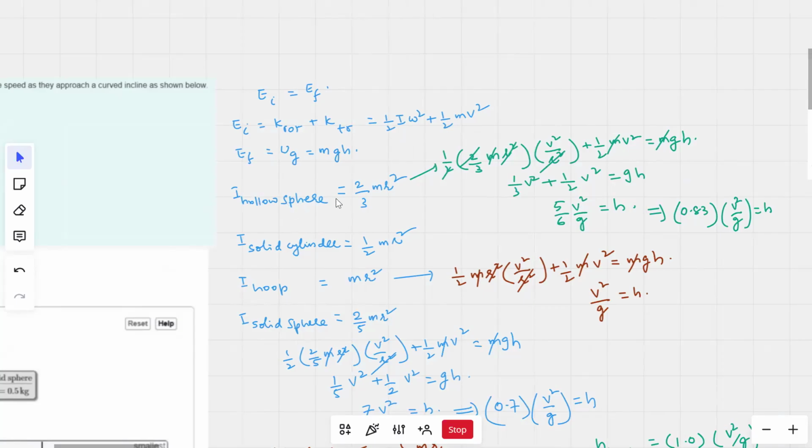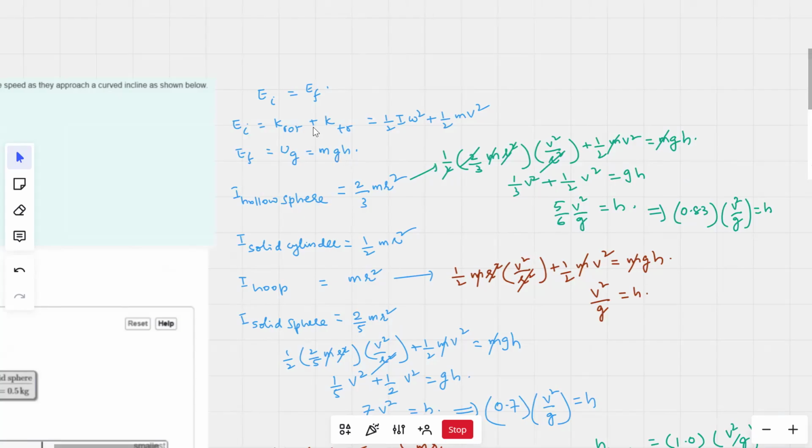And here, for each object, we have to find the rotational inertia or moment of inertia. The moment of inertia of the hollow sphere is 2/3 mr square, the moment of inertia of the solid cylinder is half mr square, the moment of inertia of the hoop is mr square, and the moment of inertia of the solid sphere is 2/5 mr square. Now, once we know these values, we have to plug them into this equation.